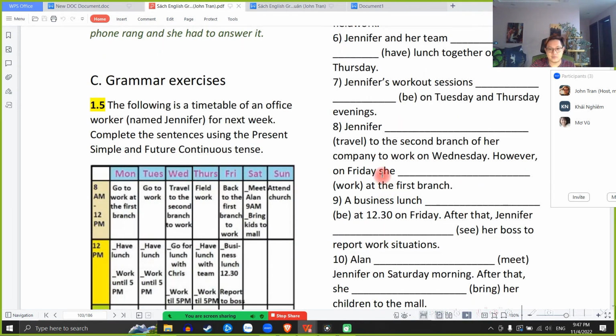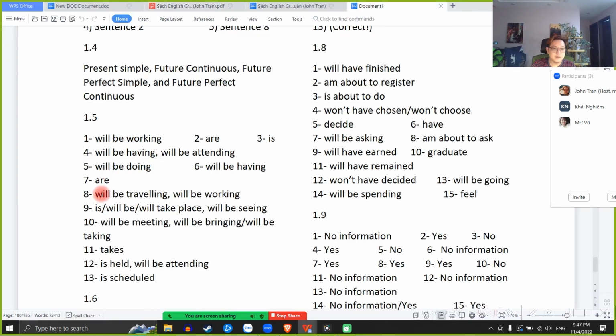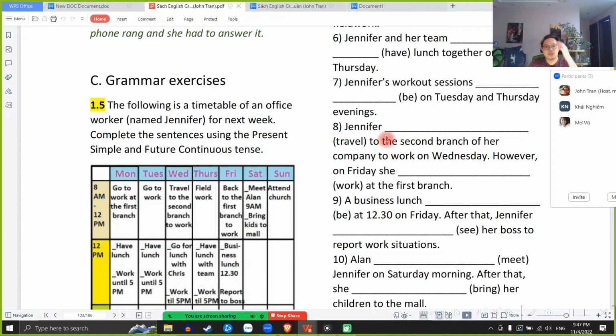Jennifer will be traveling. I think number 8 is, will be traveling to the second branch of her company to work on Wednesday. However, on Friday, she will be working at the first branch. Jennifer sẽ đang đi đến sẽ đi tới cái chi nhánh 2 của công ty của cô ta để làm việc vào thứ Tư. Tuy nhiên vào thứ Sáu, cổ sẽ đang làm việc ở cái chi nhánh thứ nhất.